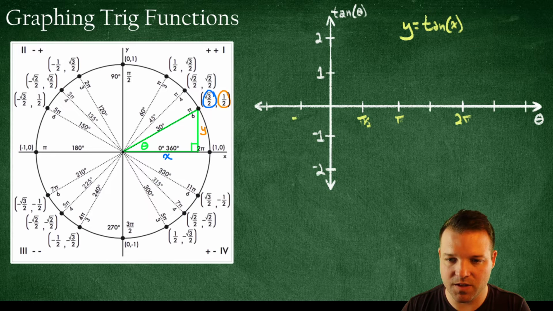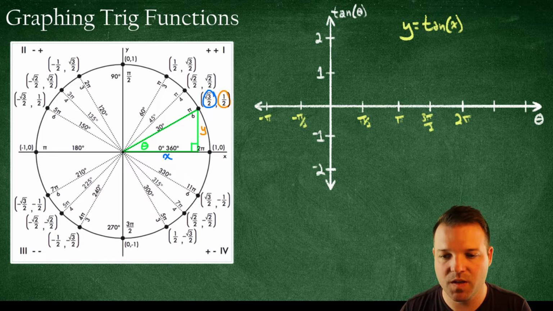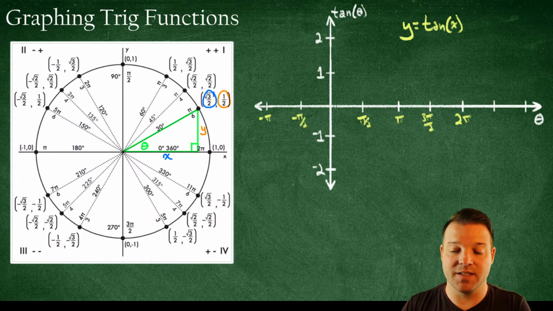Okay, and this is going to be negative pi over 2. And negative pi. And here we have 3 pi over 2. And I think that's probably good there. Okay. All right, so let's start at 0, I guess.